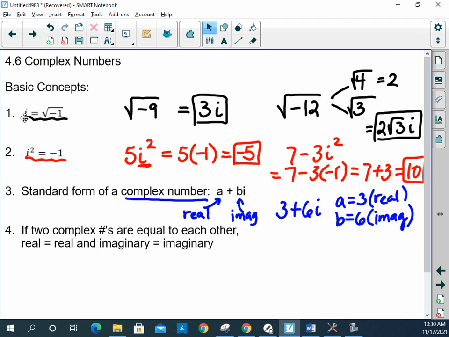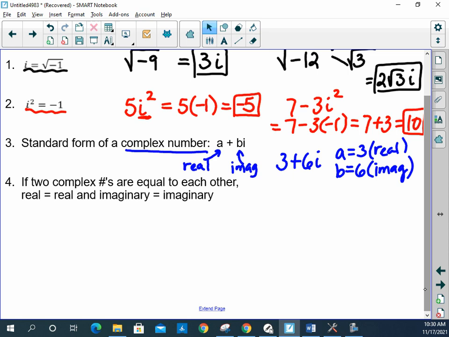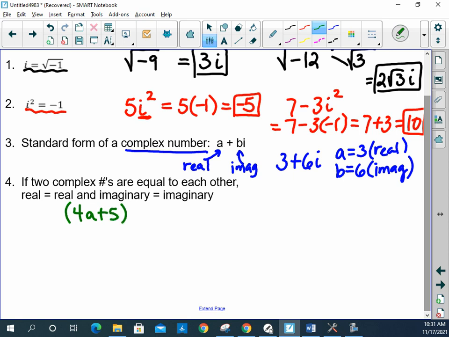And last but not least, if 2 complex numbers are equal to each other, then real has to equal real, imaginary has to equal imaginary. So this scenario comes into play when you have to set up an equation of some sort. So let's actually do that. Let's say you had 4a plus 5 plus 6i equal to 17 minus 8i.